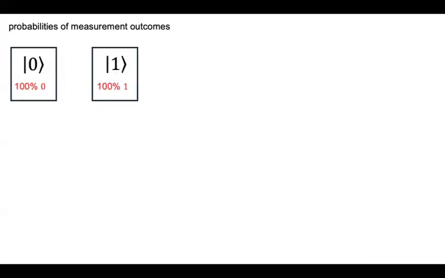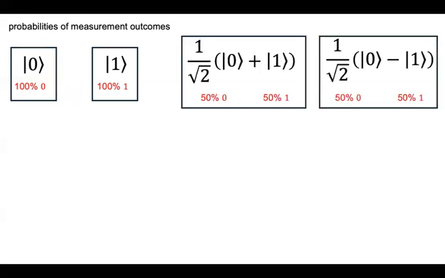If the state of each of the qubits is ket 0, then 100% of the measurement outcomes will be 0. And similarly, if the state is ket 1, then 100% of the measurement outcomes will be 1. However, if the state is an equal superposition of ket 0 and ket 1, then it's 50-50. 50% of the measurement outcomes will be 0, and the other 50% will be 1.